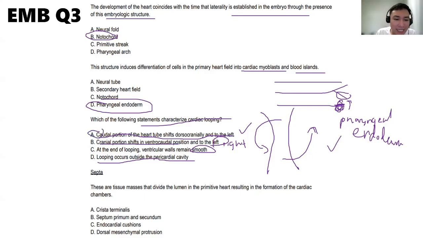Okay? These are tissue masses that divide the lumen in the primitive heart, resulting in the formation of the cardiac chambers. So ano nga yun? That's your endocardial cushion. So sila yung mag-form ng cells na mag-meet to form your septa. Okay? So forming your chambers.